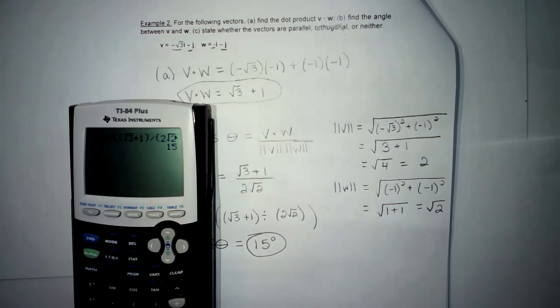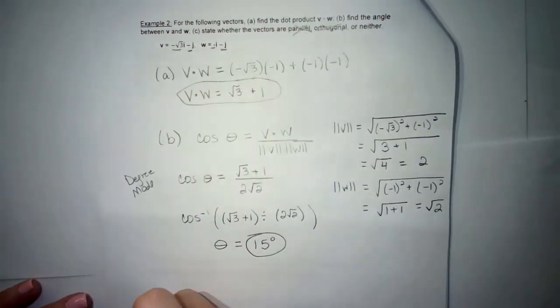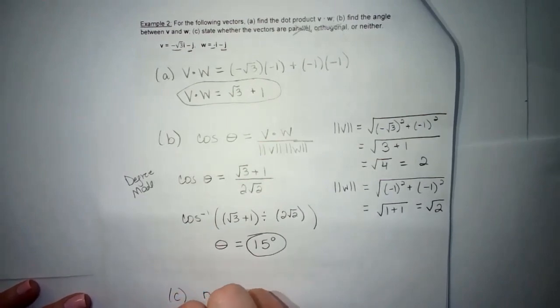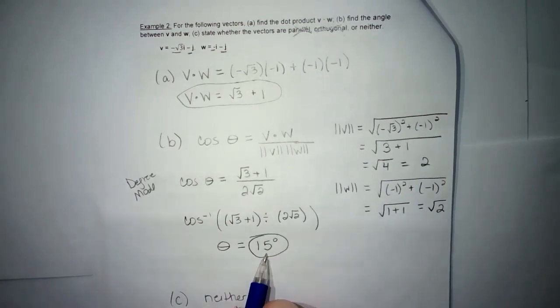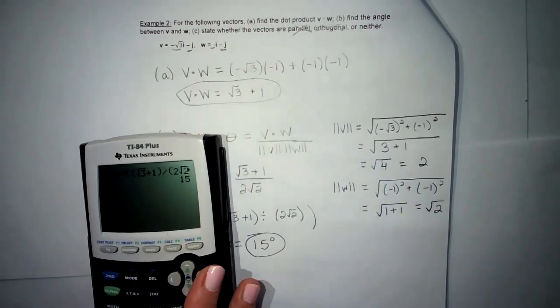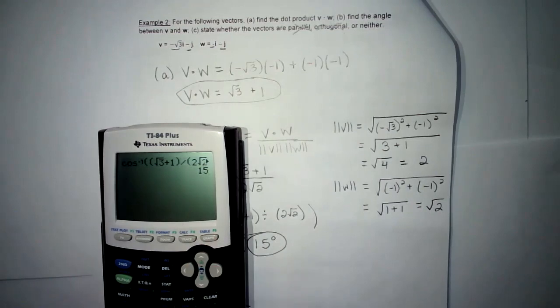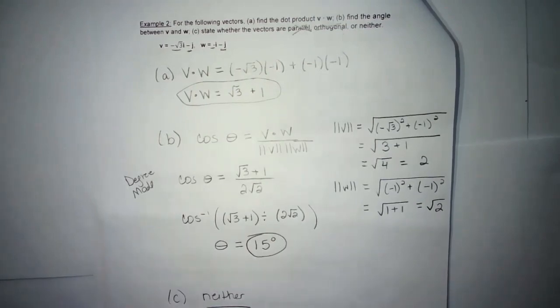Everybody okay with that? If you have trouble getting it in your calculator, let me know. If it's parallel, what would my theta be? 180, right? Good point. So it's not parallel, which means it's a neither. This would be 90 degrees, but it would be a 0 dot product. Anybody want to see the calculator again? Did you get it, Roberta? Everybody got it? Okay, good. So there is that guy.